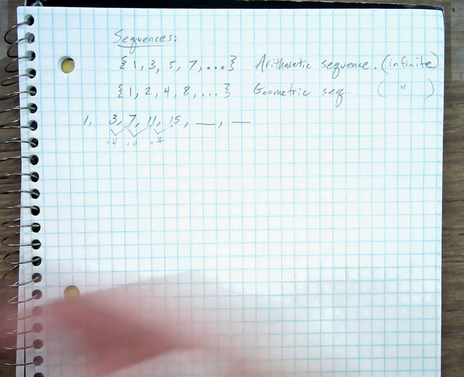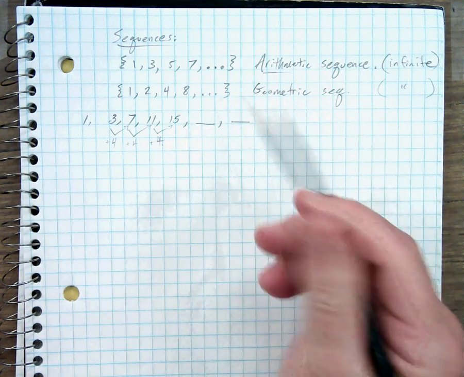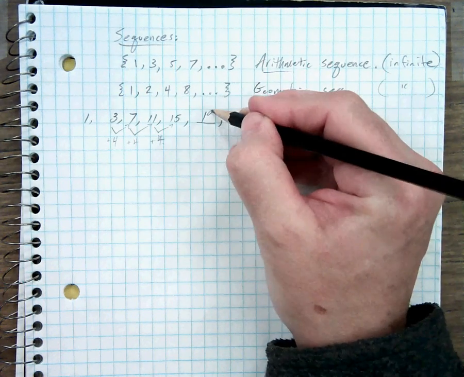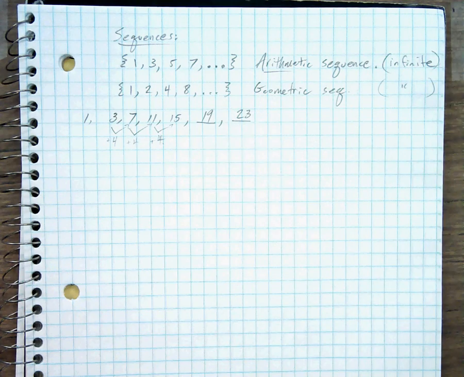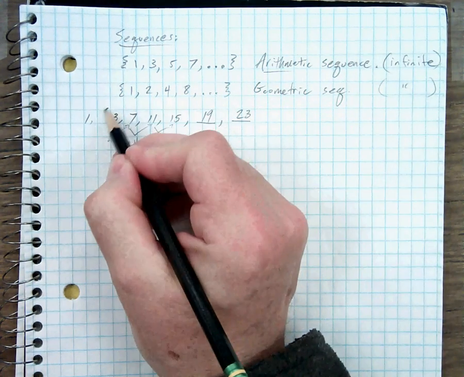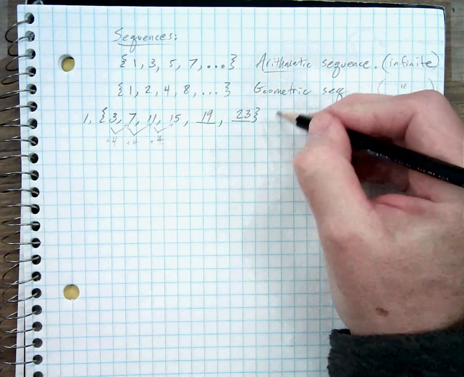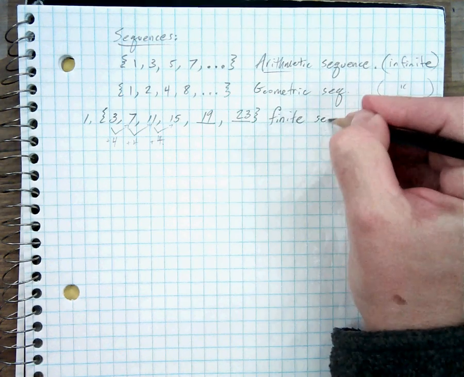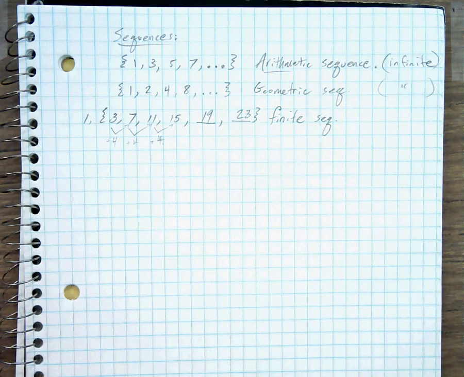Since we're adding the same number every time, this is also an arithmetic sequence. So if we add 4 to this one, we get 19. If we add 4 to that, we get 23. And that is the 2 missing terms. If I put these in braces, I can call this a finite sequence. Finite meaning it doesn't go on forever. All right.